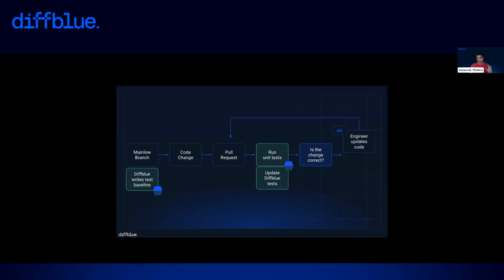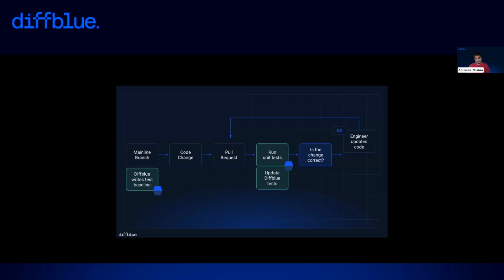From that point on, you've got a regression test suite helping you protect every code change you make from there on. When you do make some code changes in an open pull request, Diffblue CI integration will kick into gear. It will run the change you've made.